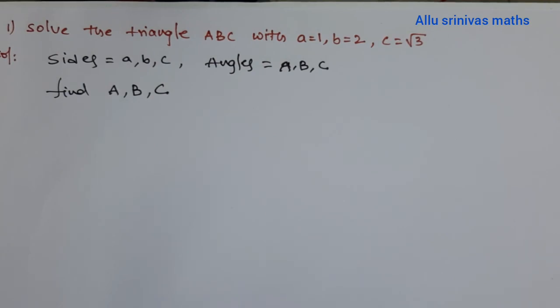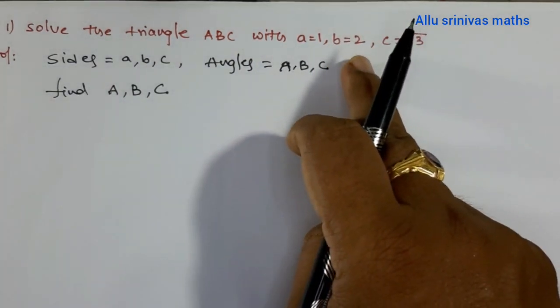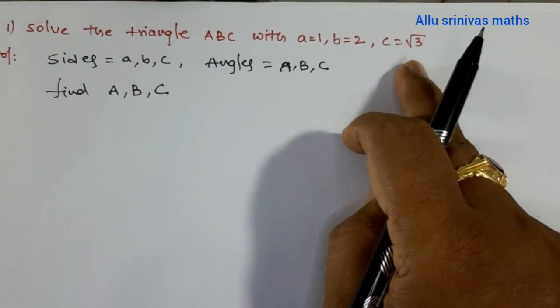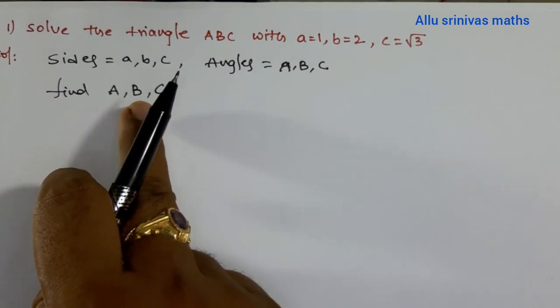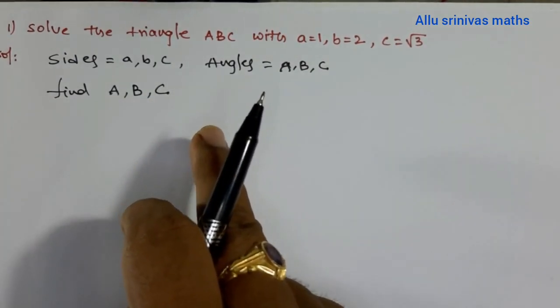Once again, three elements of a triangle are given. The process of finding the remaining three elements is called the solution of the triangle. This is the first method of the solution of triangles. They have given three sides: small a equal to 1, small b equal to 2, small c equal to root 3. We have to find the angles capital A, capital B, capital C.